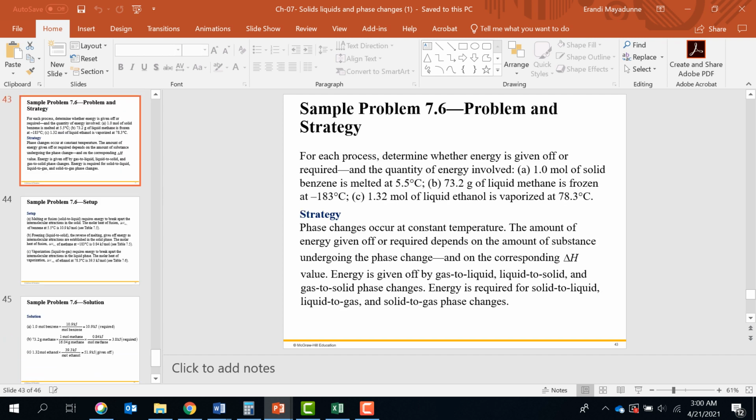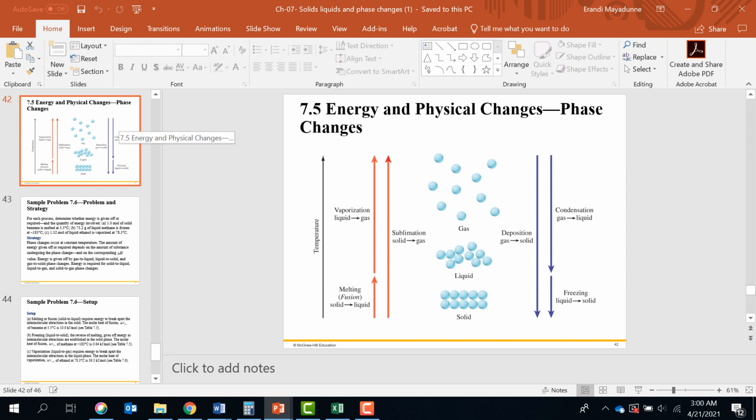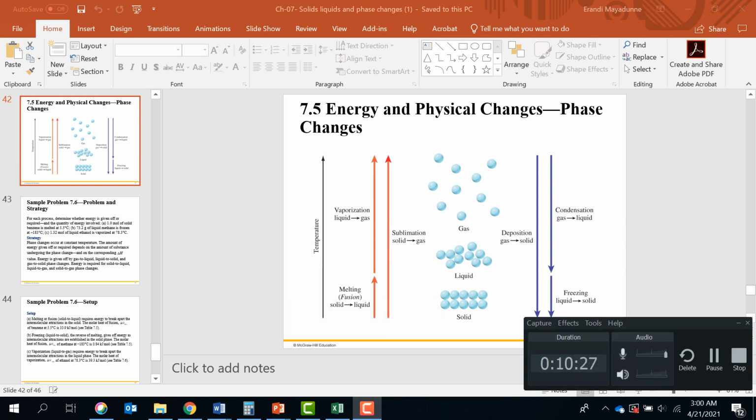But most importantly, in this chapter you need to know the types of solids and the phase changes. Whether the phase changes are exothermic or endothermic. What are the names? For example, solid becoming liquid is melting. Liquid becoming gas is vaporization. Solid to gas is sublimation. The other side, gas becoming liquid, is condensation. Liquid to solid is freezing. So this is important to know. I hope this video is helpful and thank you.